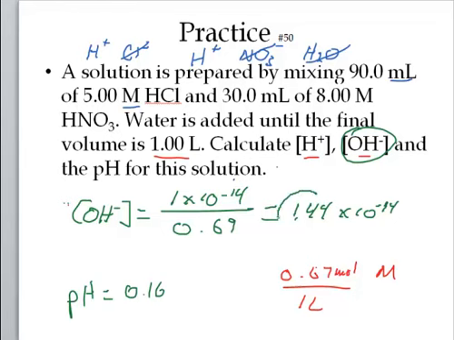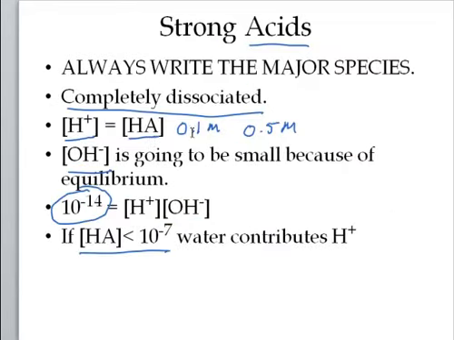Which is really small. And that's what we would expect, because why? Well, if I go back to the slide, we're dealing with a strong acid, and we know that the OH is going to be small because of this equilibrium. So hopefully that makes sense. We do these same types of problems anytime you see a strong acid, and you'll appreciate a problem that's a strong acid, because trust me, when we start doing weak acids and weak bases, it gets really messy.